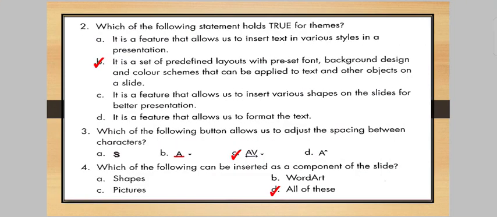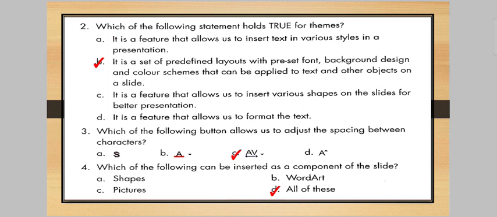Next: which of the following statements holds true for themes? It has features that allow us to insert text in various styles in the presentation. This statement is incorrect; it is about word art. Next, it is a set of predefined layouts. We all know that themes are a set of predefined layouts with preset fonts, background design and color scheme that can be applied to text and other objects on a slide. So option B is the correct answer.